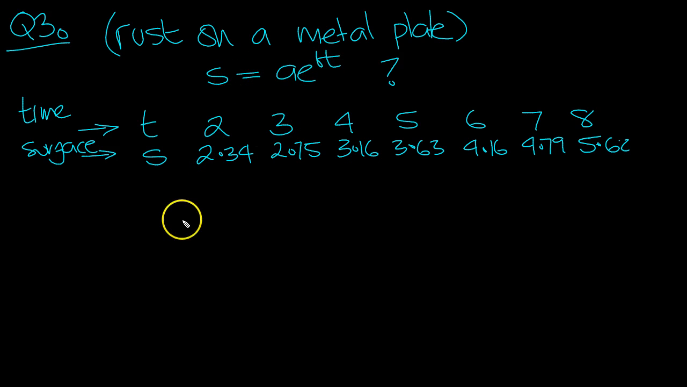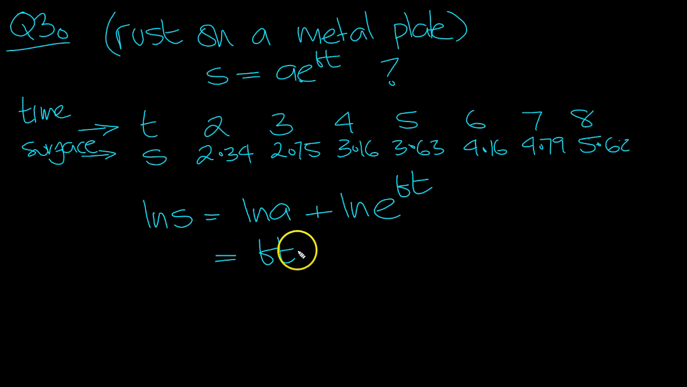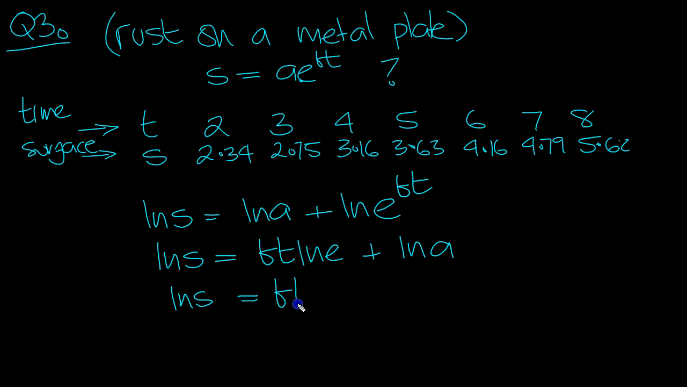This is in the air. Log base e would be best, wouldn't it? So ln, log e of S is equal to log e of A, and you add, so it would be plus log e of e to the BT, which is just BT log e, plus log A. And that's ln S. So in other words, ln S is equal to, log e is 1, so that's B times T plus ln A. Y equals MX plus the intercept C.